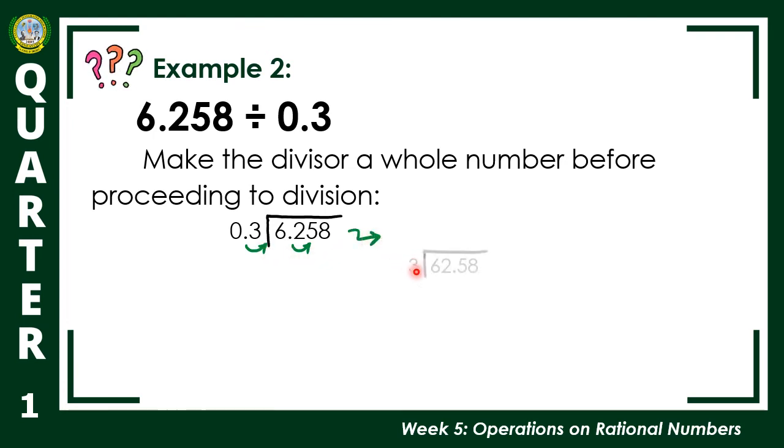Magiging 62.58 divided by 3 na po. Okay? So, pag ganyan na po, pwede na tayo ulit mag-divide. So, let's start with the first digit, 6. Since it is greater than 3, pwede natin i-divide. 6 divided by 3 is 2. Okay? Ayan. So, doon natin i-reflect yung 2 sa tapat ni 6. And then, 2 times 3 is 6. Subtract, 6 minus 6 is 0.